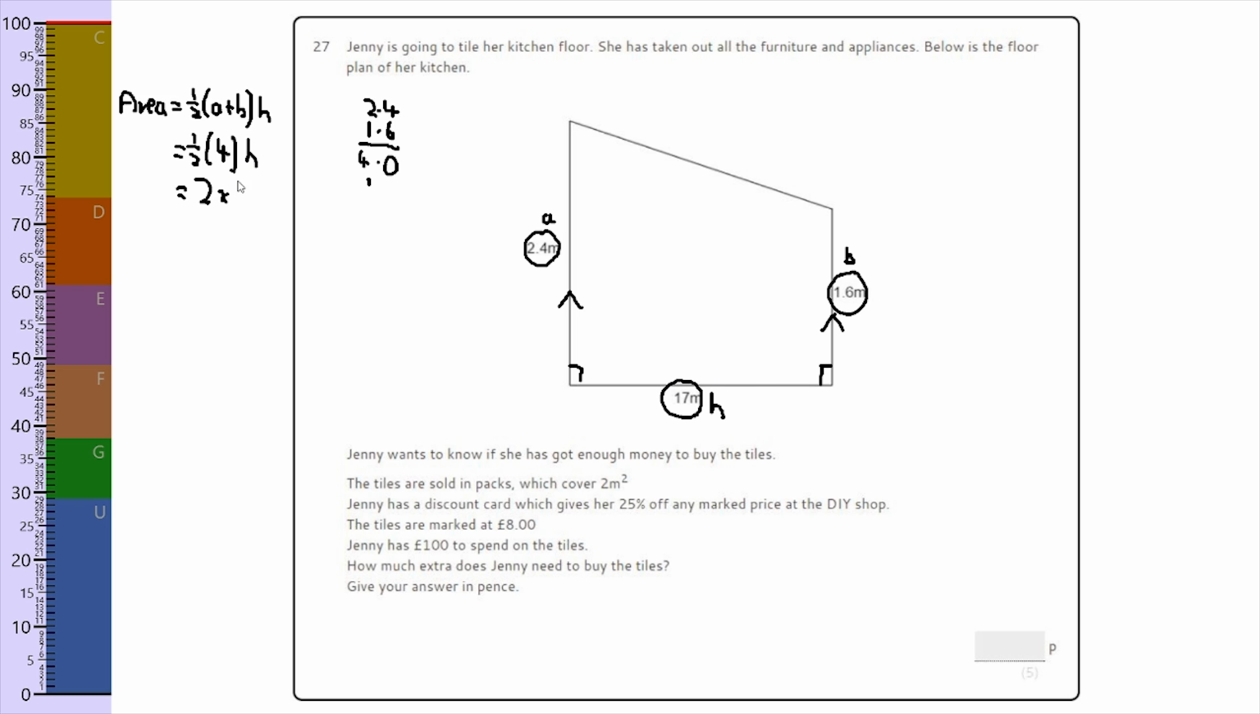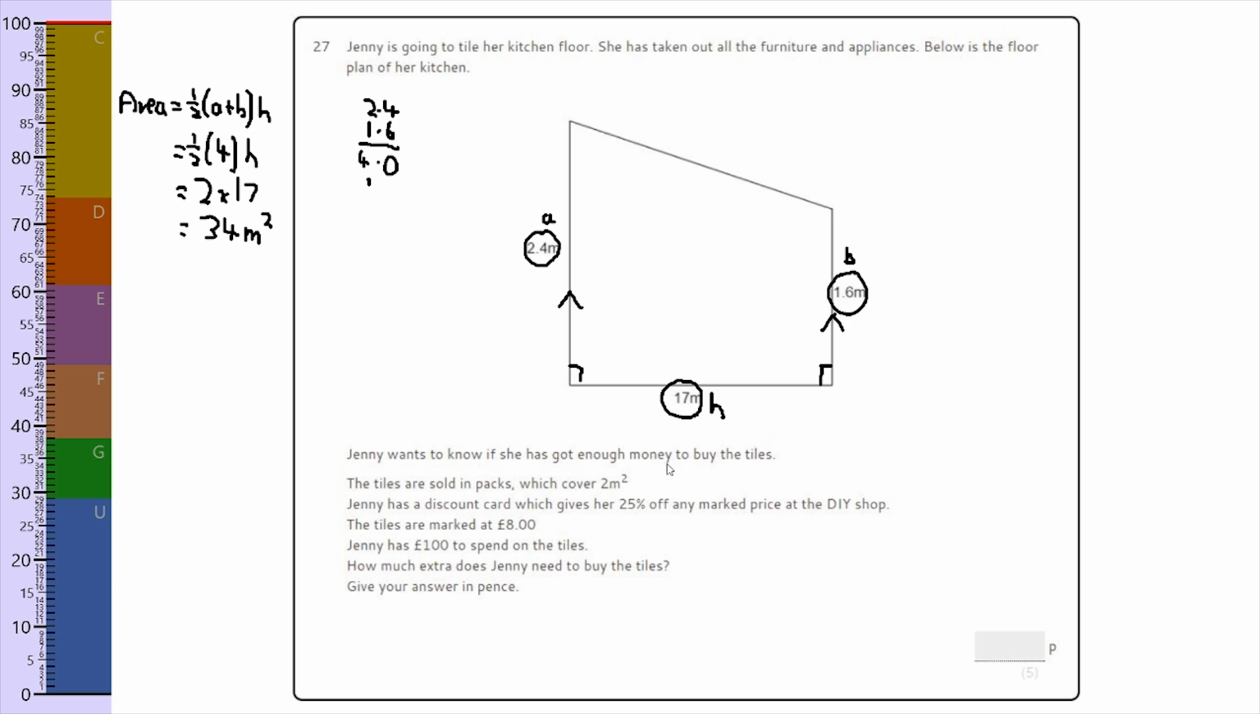Okay, so it's 17. So 2 times 17, and we know 2 times 17 is 34. Okay, 2 times 7 is 14. 2 times 10 is 20. 20 plus 14 is 34. So it's going to be 34 meters squared. Okay, so we've worked out the area of this.